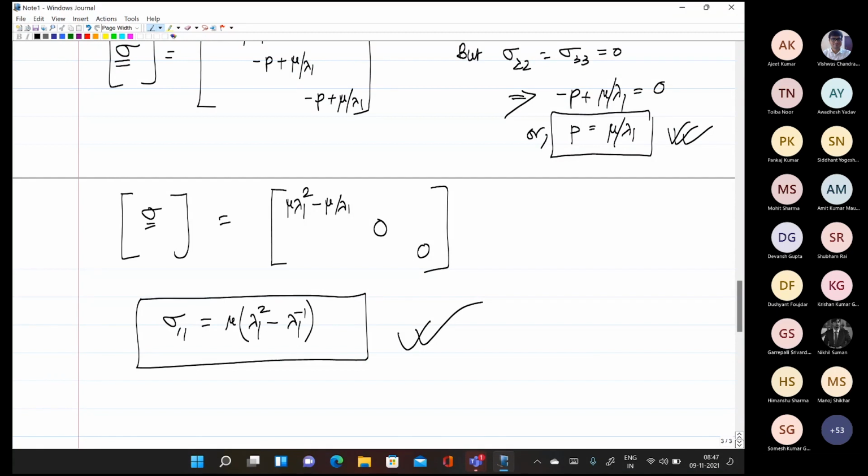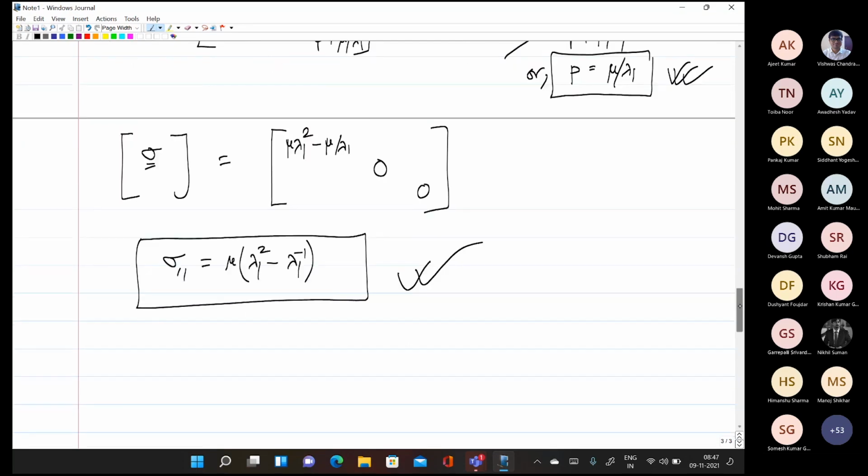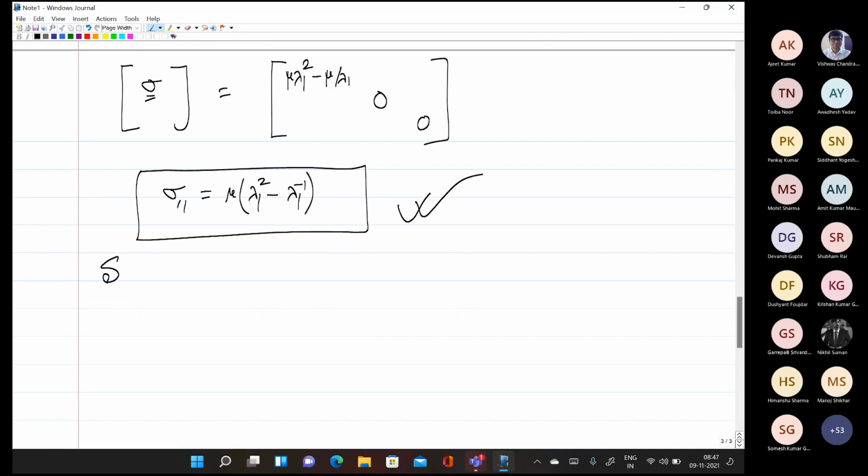Similarly, you can think of simple shear. How does it look when you have simple shear? In the book, they have also talked about the case of simple shear. You can look at that.